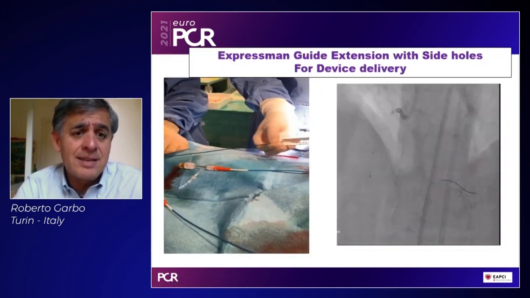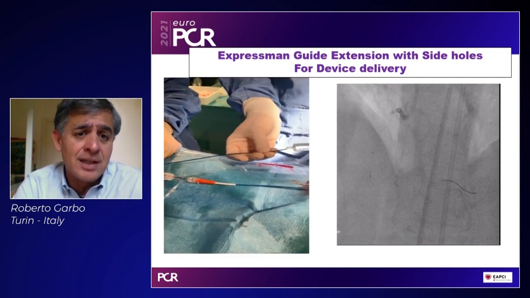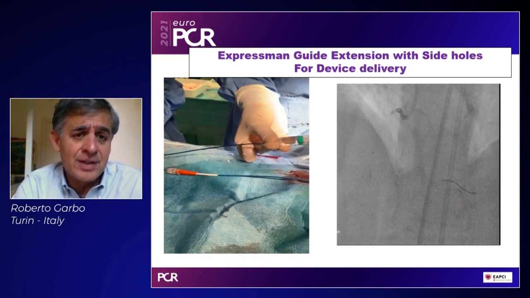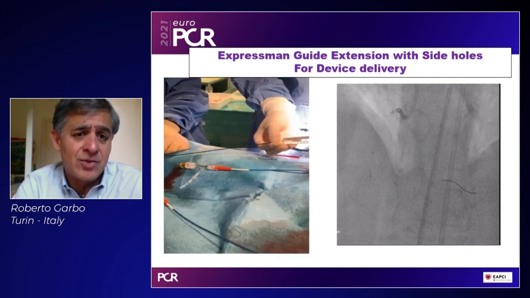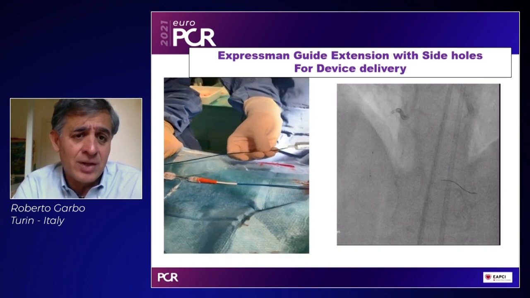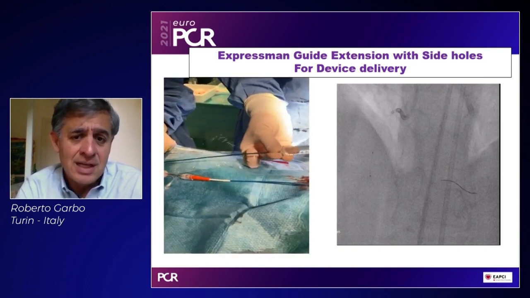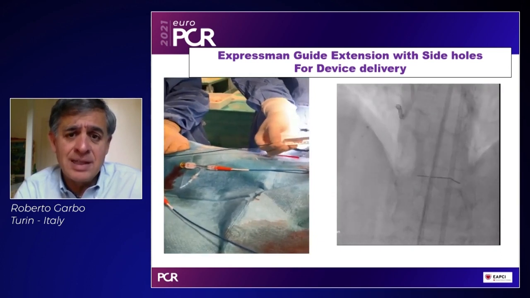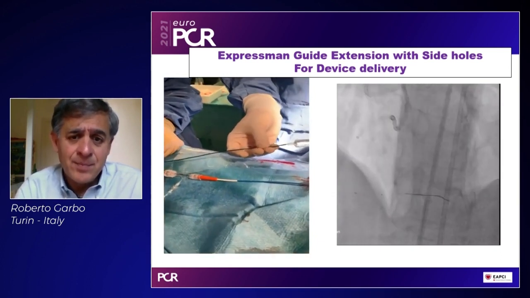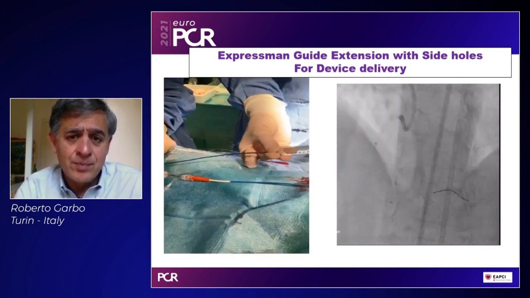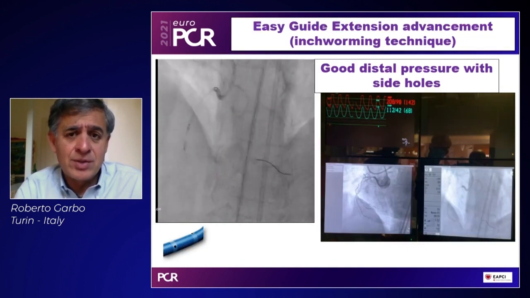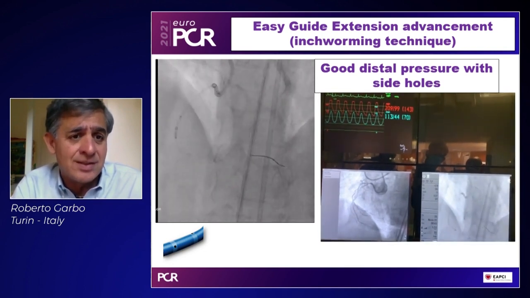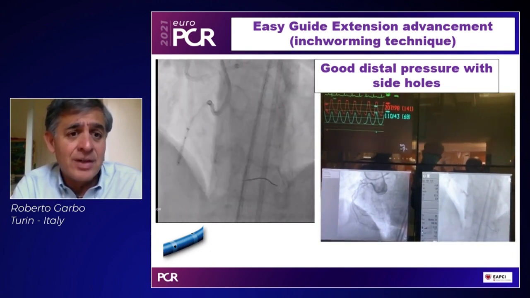And this is the video showing how important it is to have this kind of side holes. You can see I flush with a syringe in the guide extension, the tip of the guide extension, and you can see the four side holes exit from the guide extension. And on the right, you can see how easily, with the inchworming technique, this device advanced after crossing the CTO to increase our support. And this is interesting because in this video, you can see the advancement of the guide extension in the distal part of this very small right coronary artery with very, very diffuse disease.